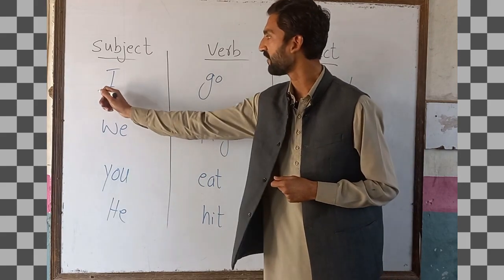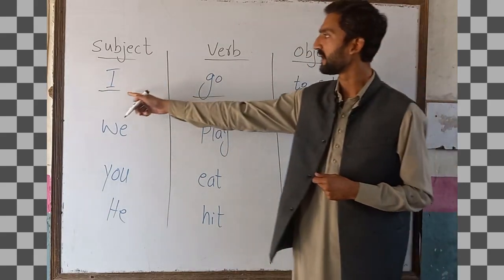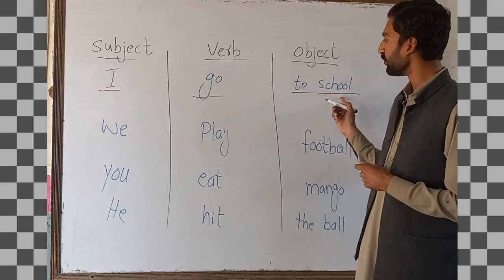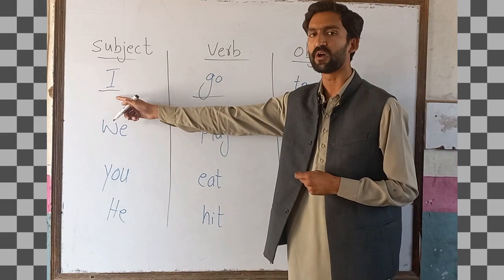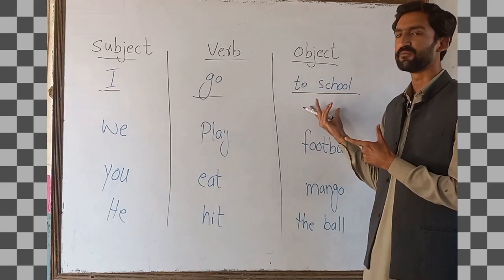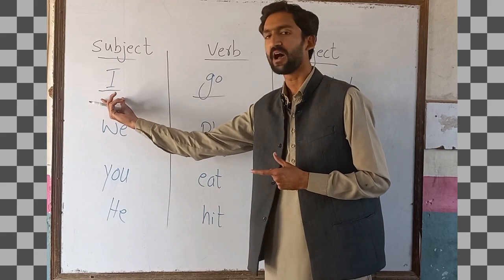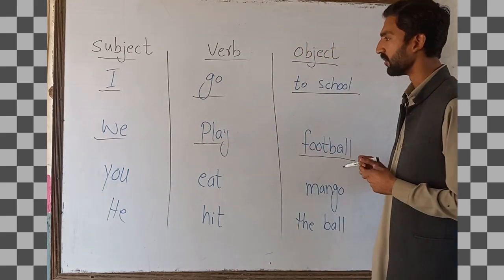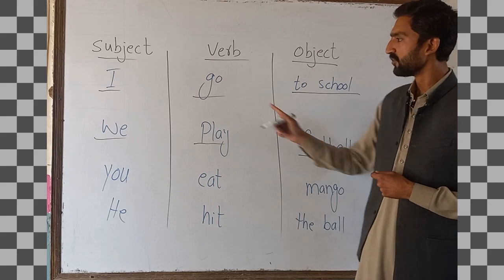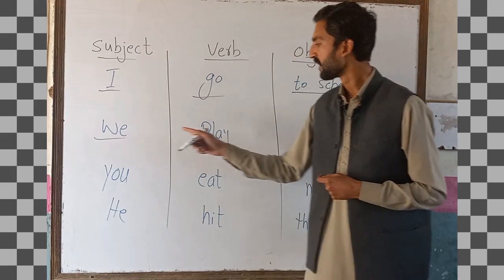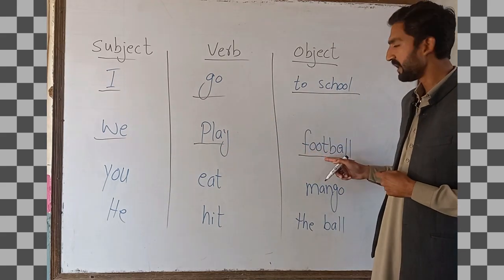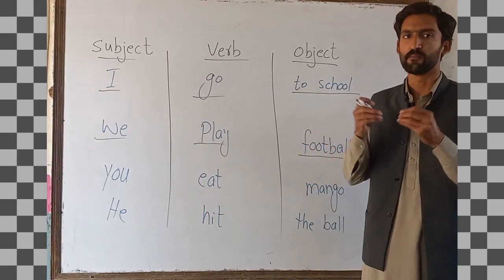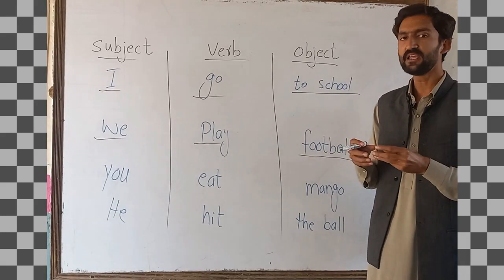So, subject, verb, object. First we have: I go to school. Here, I is the subject, the doer, someone who goes. Go is the verb. School is the receiver. So I is the subject, go is the verb, and school is the object. In the next example we have: we play football. We stands as the subject, play stands as the verb, and football stands as the object. We can see how these three aspects combine to make a sentence easily and simply.